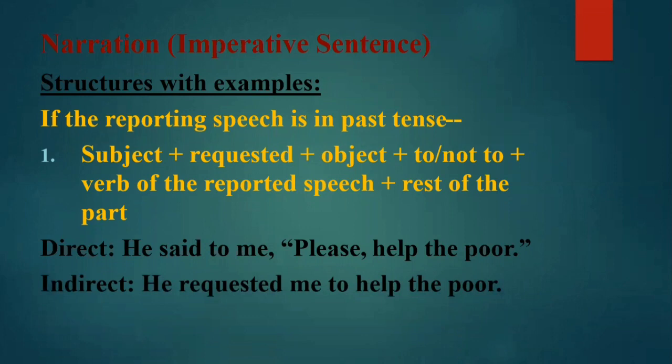In case of reporting verb said to, we have used here requested, then object, then to, we have told you already. Instead of that, in case of assertive sentence you have used that, but in case of imperative sentence you have to use to, okay, instead of inverted comma. Then you have to use the verb and then rest of the part. So I think you have understood.